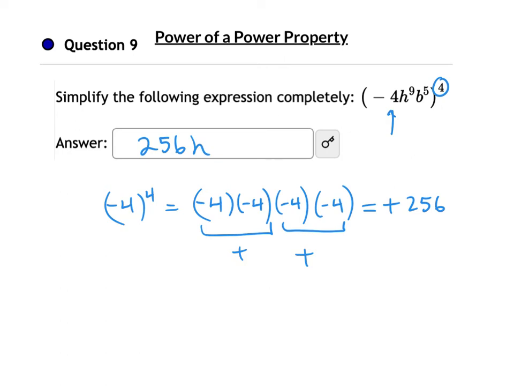And h, we have a power and a power. We multiply. 9 times 4 is 36. And b to the 5th to the 4th power will be b to the 20th.